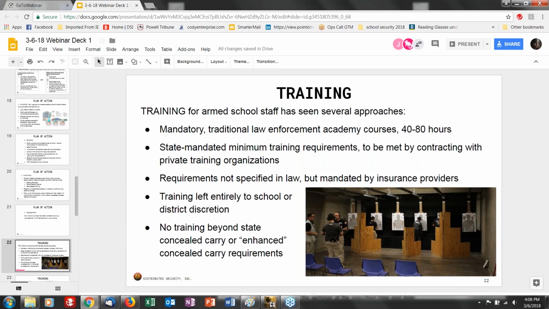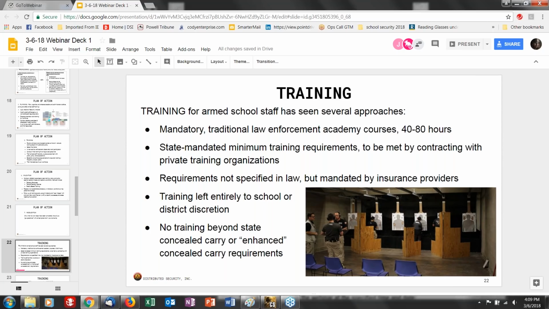You'll also see in some cases that state statute will mandate a minimum training requirement in terms of hours and/or subjects that must be covered, with the assumption that those training requirements will be met by contracting private training organizations. That's the case here in Wyoming and in certain other states. You'll also find examples, Colorado being a good example of this, where training requirements are not specified in law at all, but are mandated by insurance providers. The liability insurance pool that provides insurance for almost every school district in Colorado has provided guidance to those school districts saying, we are fine with armed personnel in your schools, and your costs will not increase by $1, but we insist that all armed personnel complete this training program.